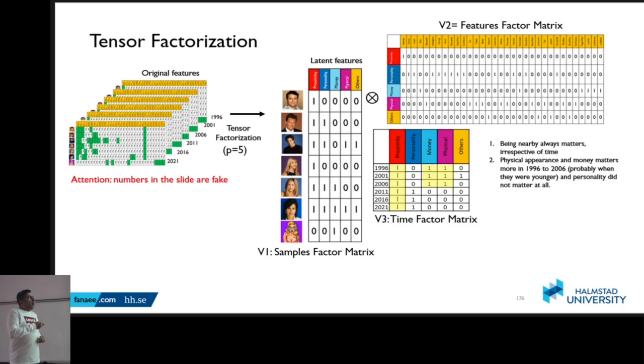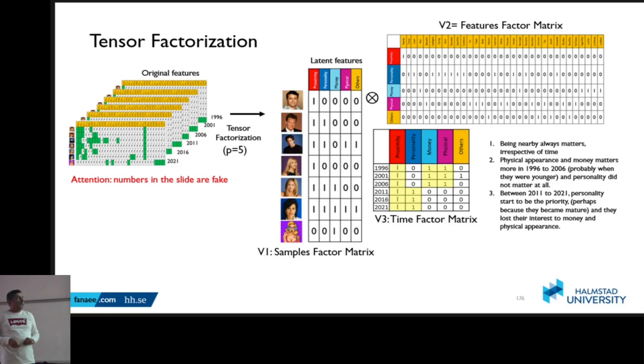Look at this. Money and physical attributes got a score of 1 during the first three time points where people were younger, right? And this has an interpretation. The interpretation is that when people are young, they care more about money and physical attributes. And then when they become mature, we care more about personality. So personality got a higher score in 2011, 2016, and 2021. What else? We observed that the others criteria got a score of 1 in 2001 and a score of 0 in other years.